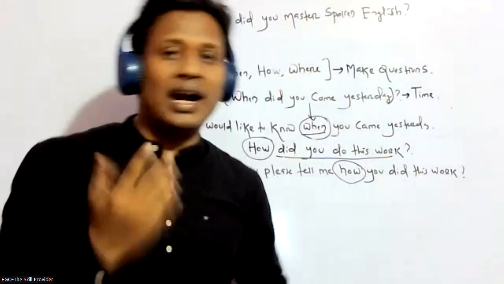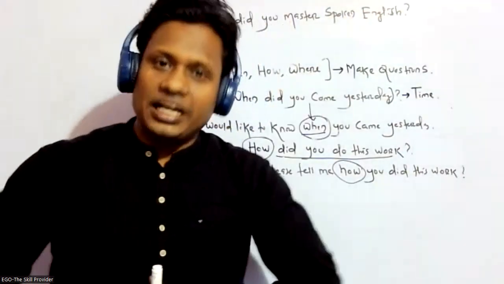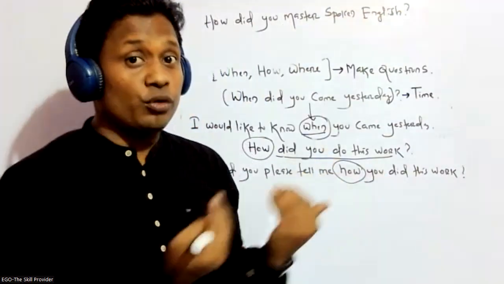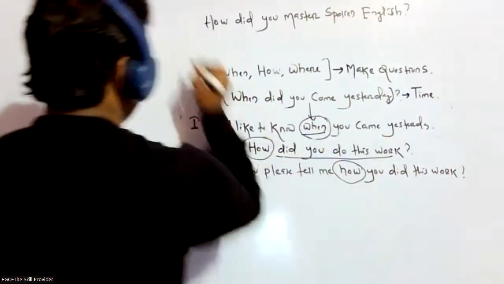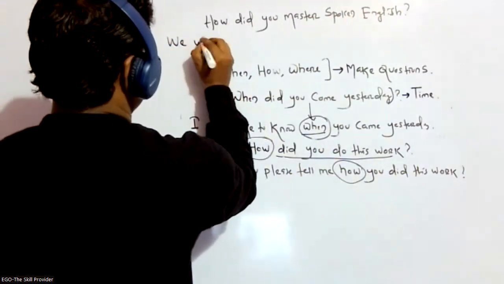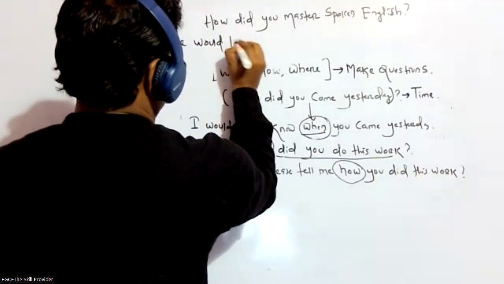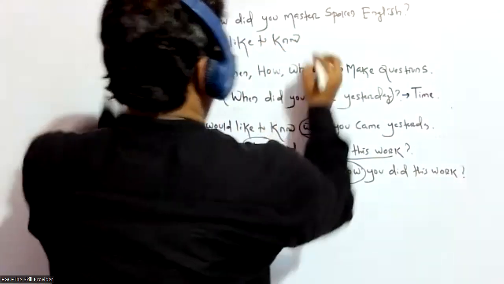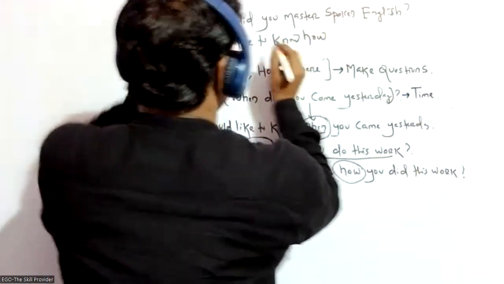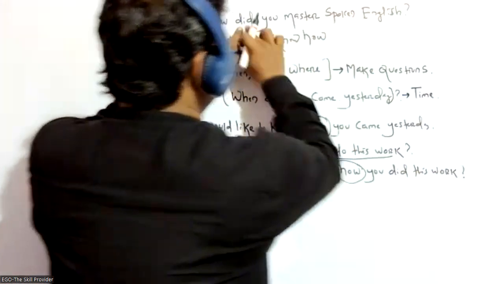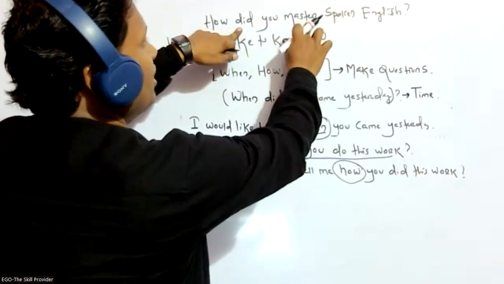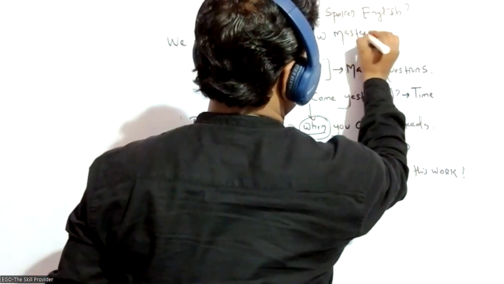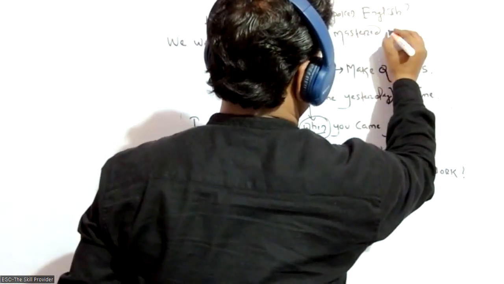Suppose you want to know how I did it. So obviously, we would like to know how you mastered, because "did" is there. So here the verb is mastered spoken English. How you mastered spoken English? That is how you are supposed to do.